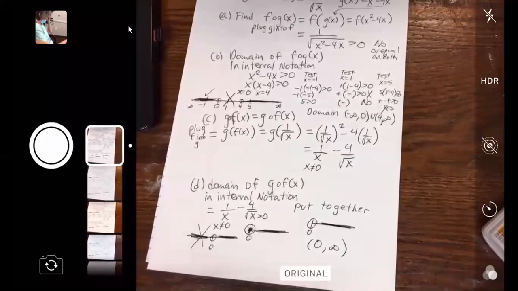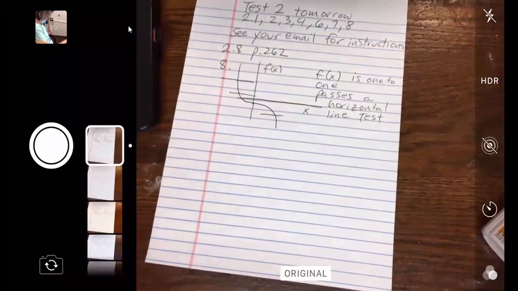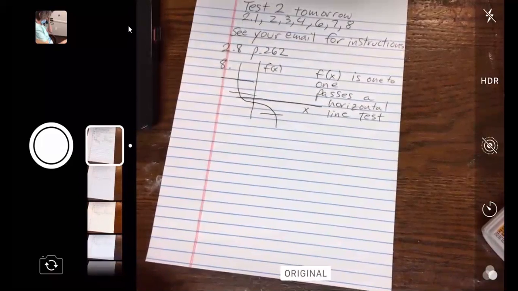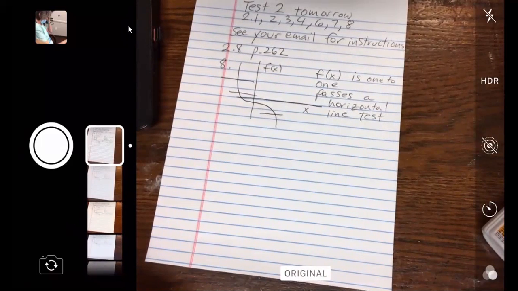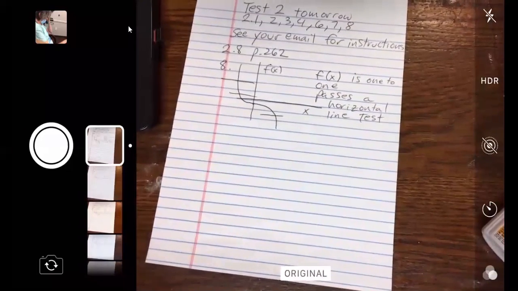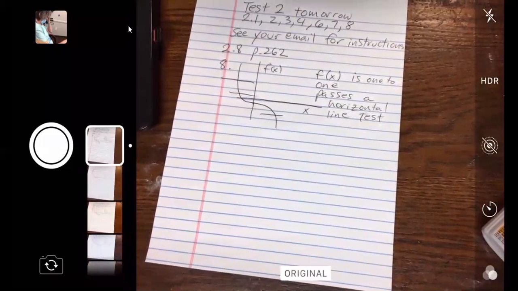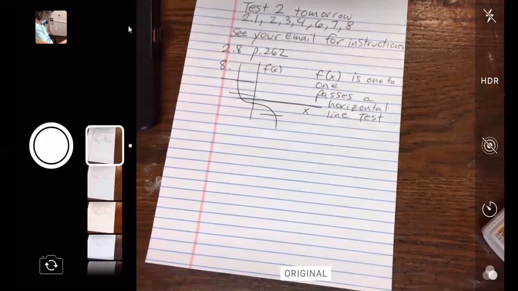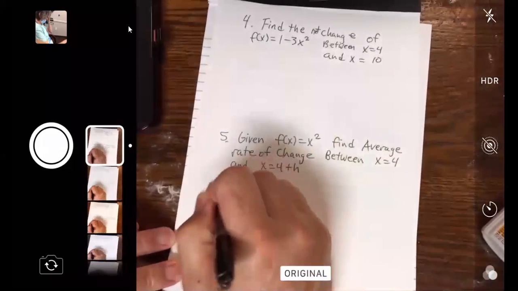Let's see. Can we do 5? 5? Okay. Well, good. All right. Average rate of change. Yes.